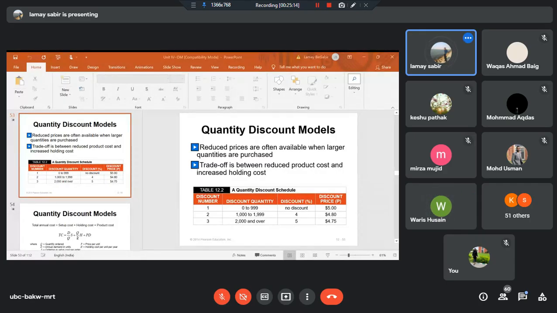Varis, I'm sorry. Your voice is breaking. Varis, can you write your question in the chat box so that I can see? I'm not able to hear you properly. You can write your query in the chat box.